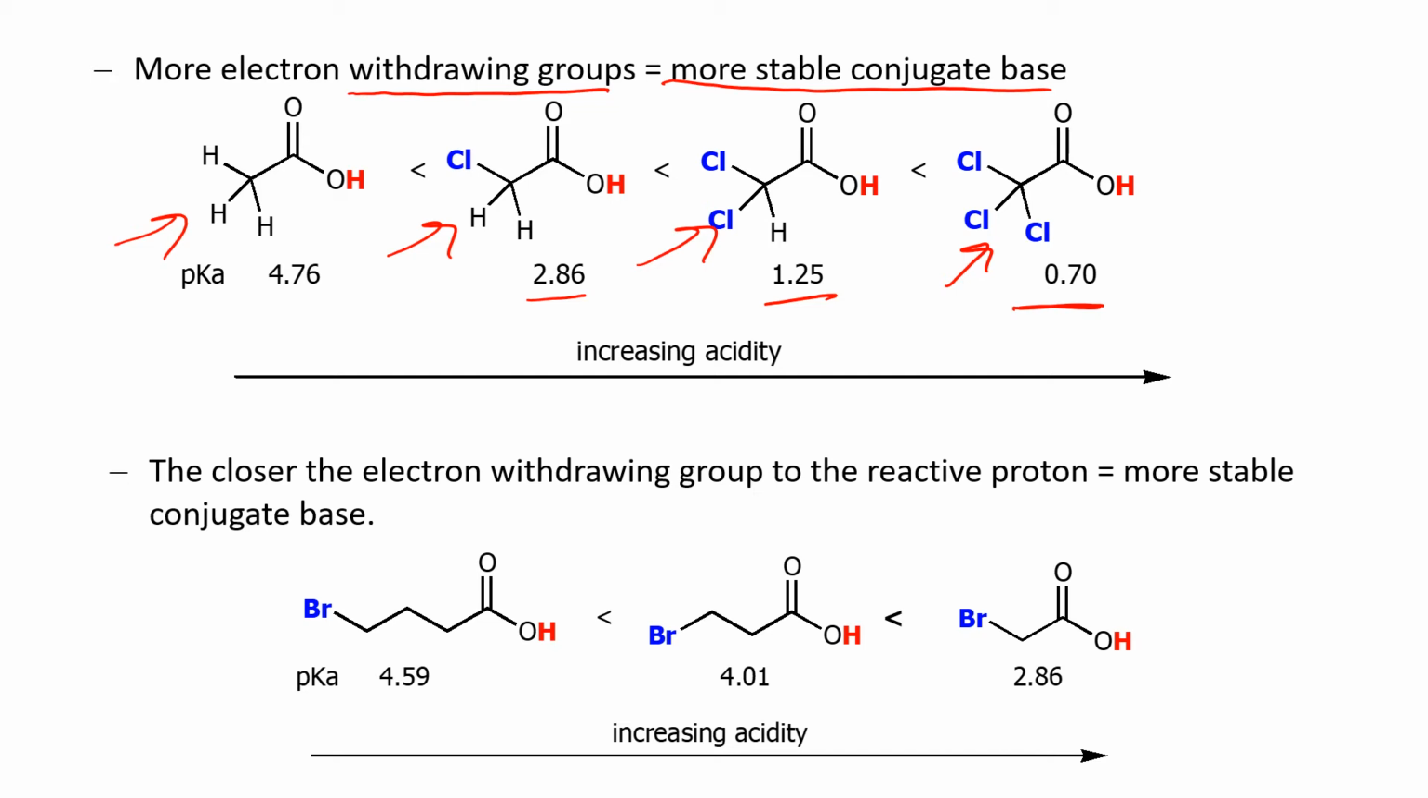The next concept is the closer the electron withdrawing group, the more stable the conjugate base. So if you look, the bromine is 1, 2, 3, 4, 5 atoms away from that negative charge if we were to deprotonate. Then we get the bromine that's closer, right? The inductive effects will be stronger, resulting in a more stable conjugate base, increasing the acidity of the conjugate acid. And then when a bromine is even closer, we see we have an even more acidic compound.